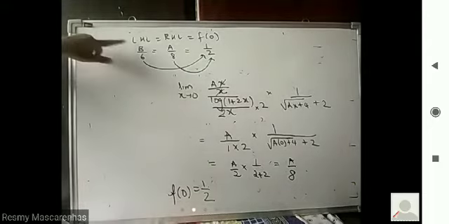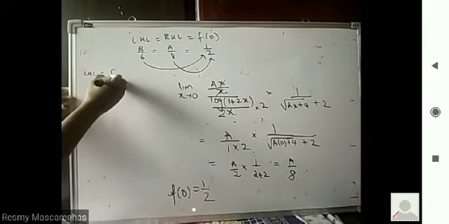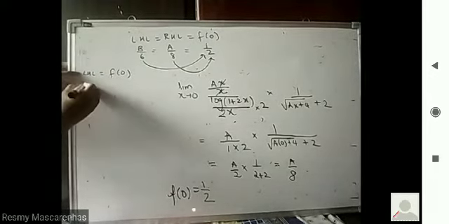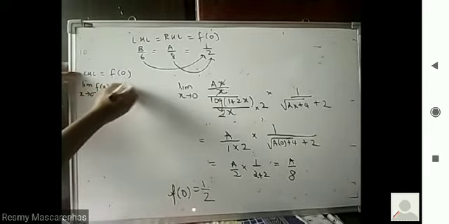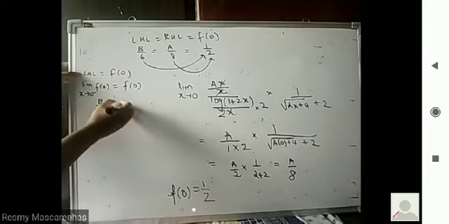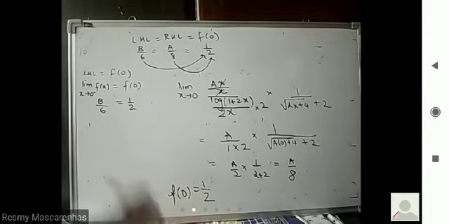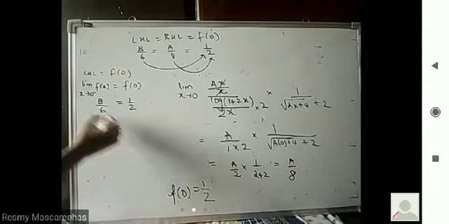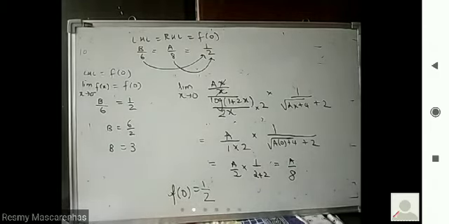So first what I will do? Left hand limit. So how to write? Limit x tending to 0 minus. So how much is it? B upon 6 is equal to half. So 6 will go here, B will be 3. We got the value of B.